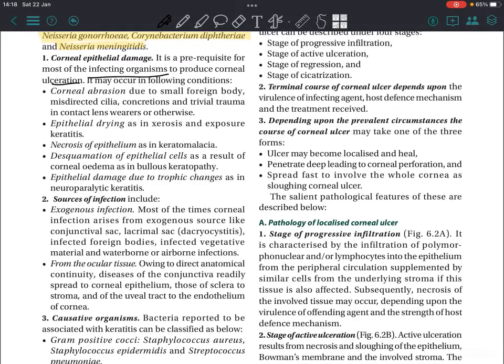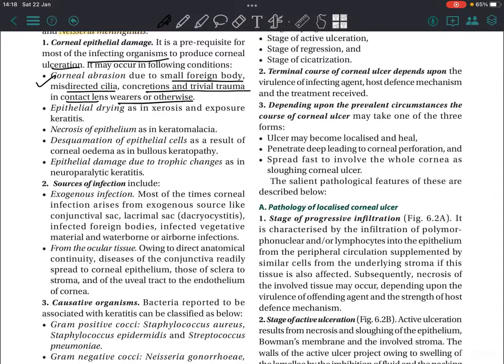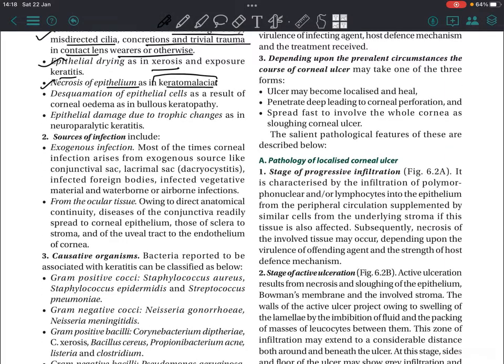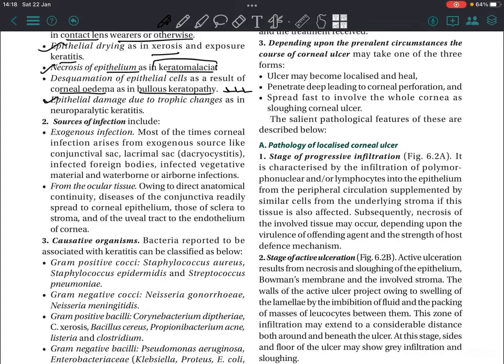It may occur in the following conditions: corneal abrasion due to small foreign body, misdirected cilia, concretions, trivial trauma, and contact lens wear; epithelial drying as in xerosis and exposure keratitis; necrosis of epithelium as in keratomalacia; desquamation of epithelial cells as a result of corneal edema as in bullous keratopathy; and epithelial damage due to trophic changes as in neuroparalytic keratitis.